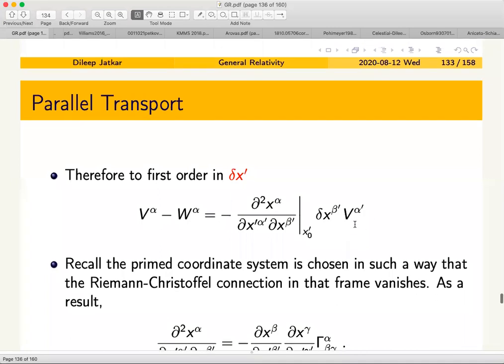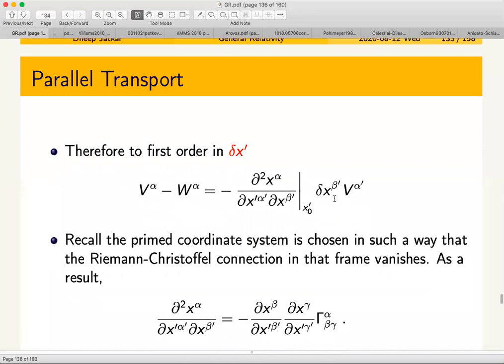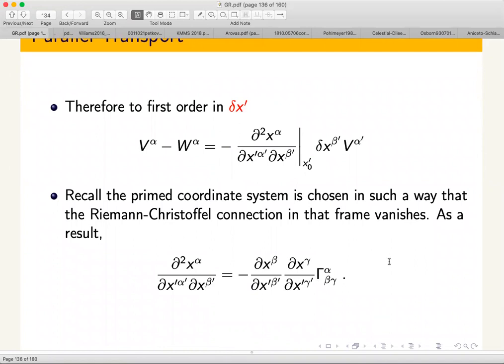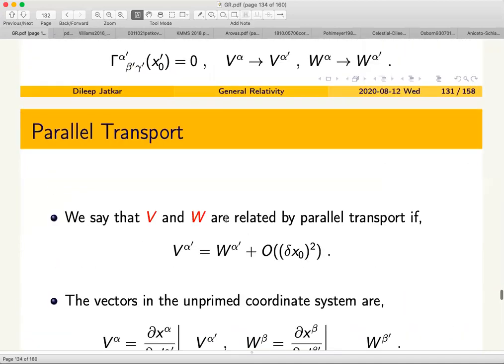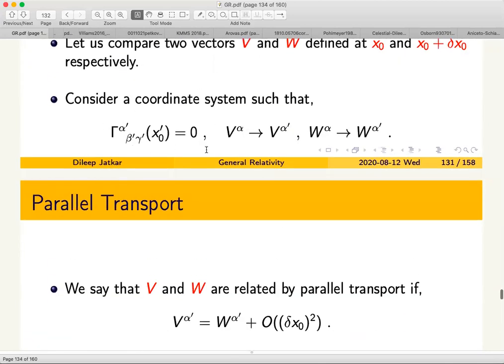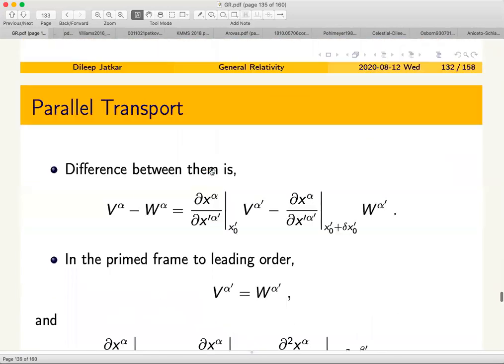So this is what we would get by actually looking at the difference of two vectors in the unprimed coordinate system. But remember that we are working in the primed coordinate system in which the connection was 0, right? That is what we were working with. Let me just step back. In the primed coordinate system the connection was 0, but the connection in the unprimed coordinate system is related to this fellow by coordinate transformation.